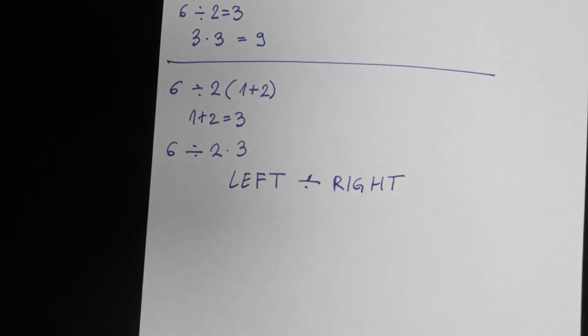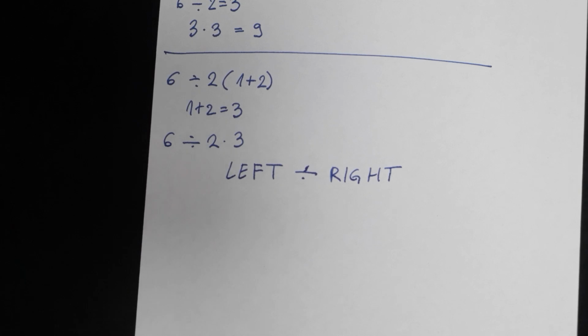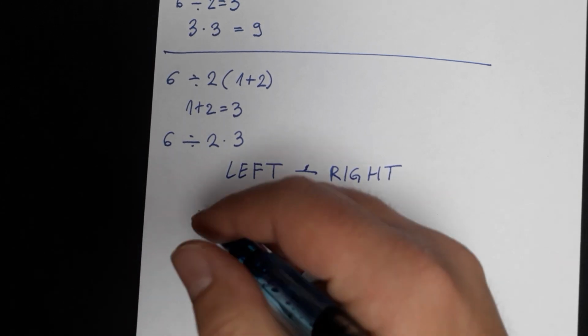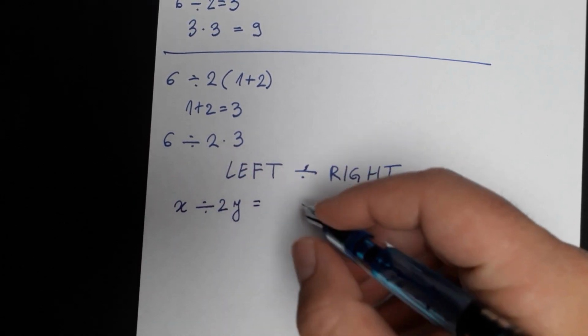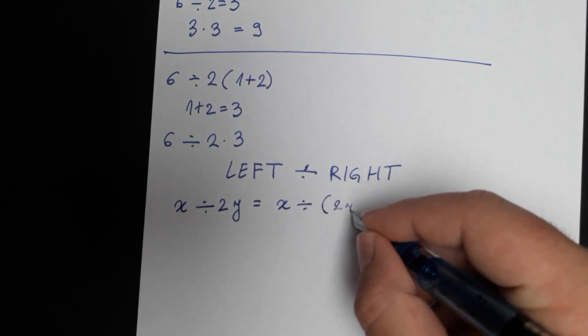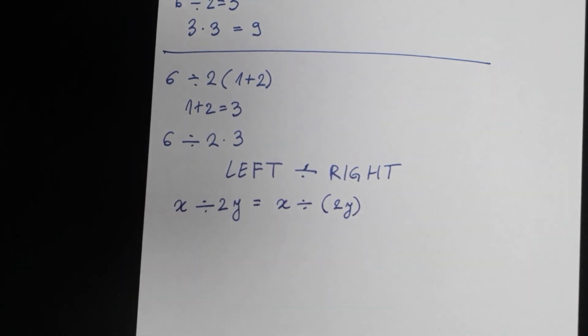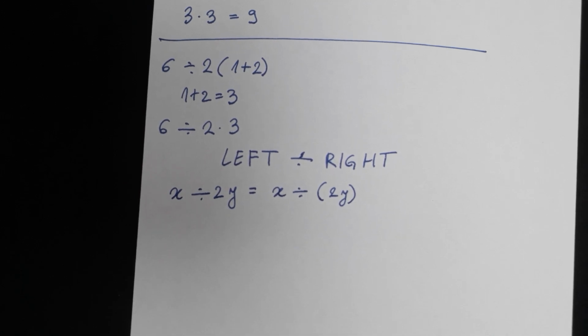This was understood to mean that you want the entire product on the left divided by the entire product on the right. So at that time, if there was written in a book x ÷ 2y, that would basically be equal to x divided by (2y) in parentheses. So you want to evaluate 2y and have that as your denominator.